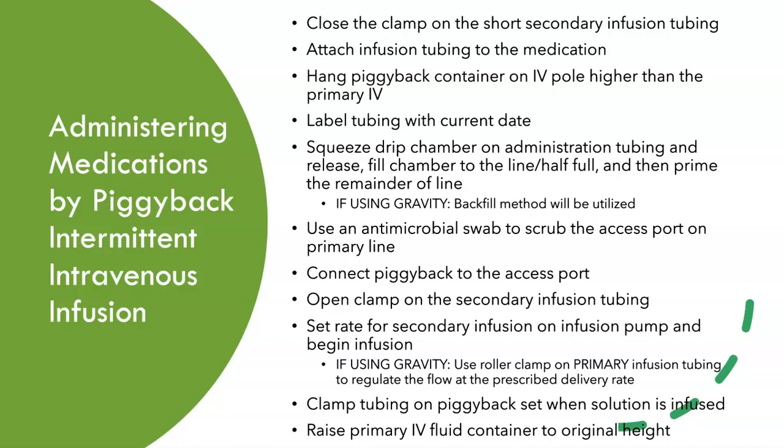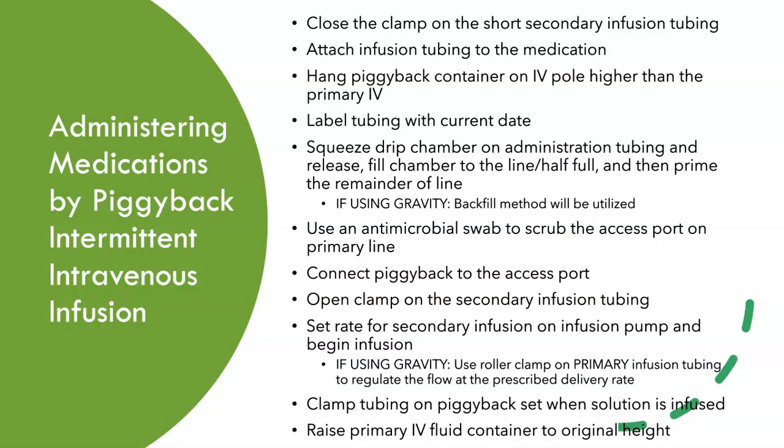So if we are giving by gravity, we want to make sure we hang the piggyback container on the IV pole higher than the primary IV. So that's when we would use that little plastic or metal hook to hang the primary bag lower. Again, we're going to label the tubing with the current date or however the facility does it. We're going to squeeze the drip chamber of the administration tubing and release. We're going to fill the chamber to about half full and then prime the remainder of the line. There is the backfill method that can be used. Again, refer to the video that is within Canvas. This is going to break it down and make more sense to you.